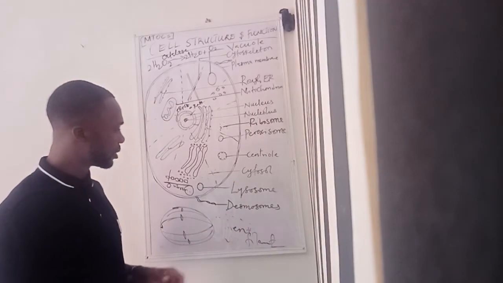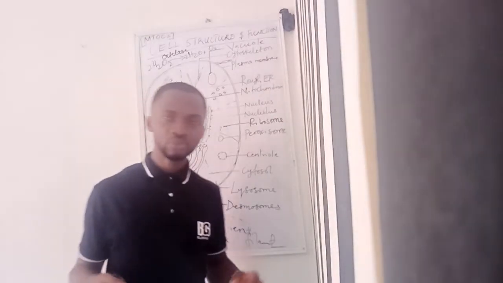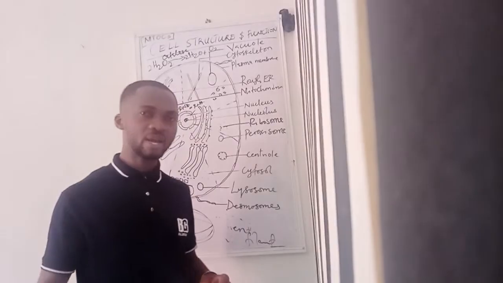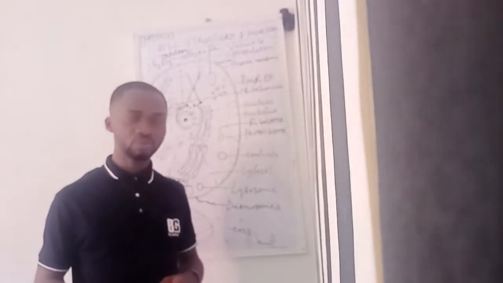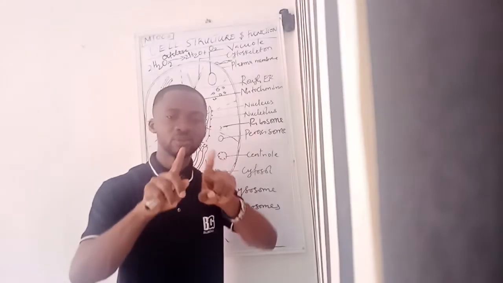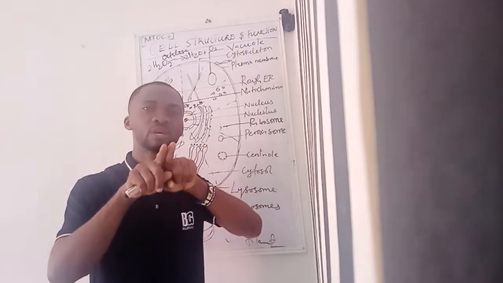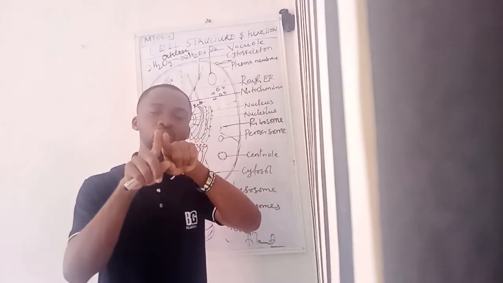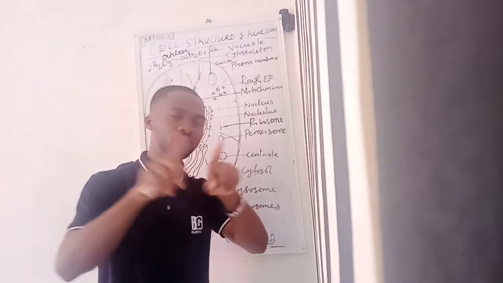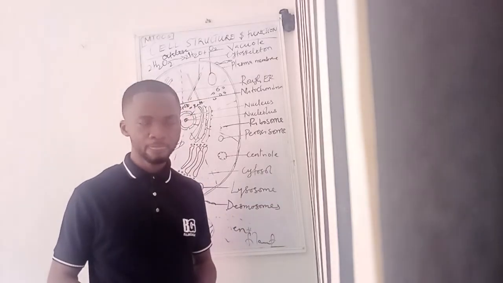Then the desmosome. The point of attachment between one animal cell and another animal cell is what we call the desmosome. Cells are not in isolation. Cells are usually attached to each other. So that point of attachment between one animal cell and another animal cell is called a desmosome.